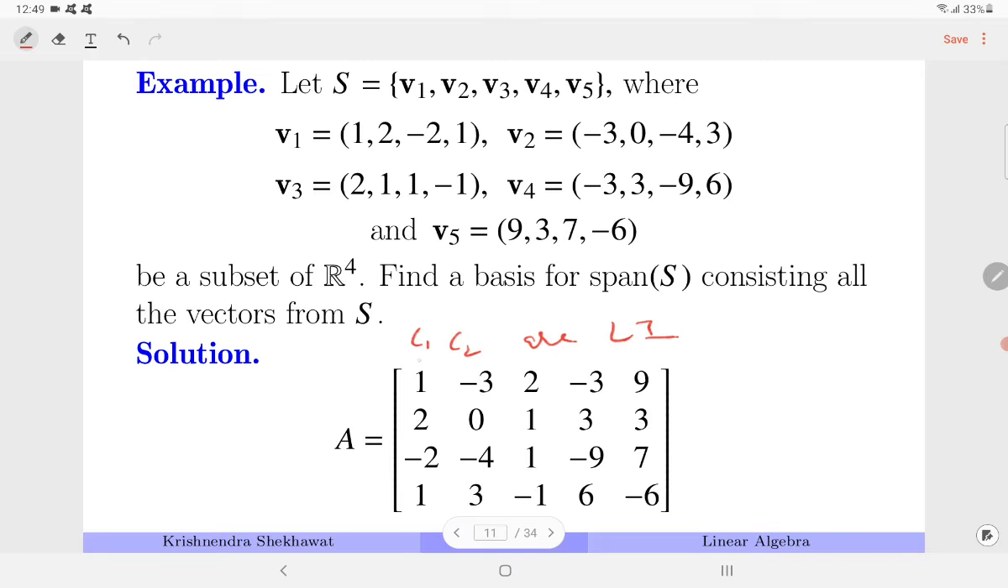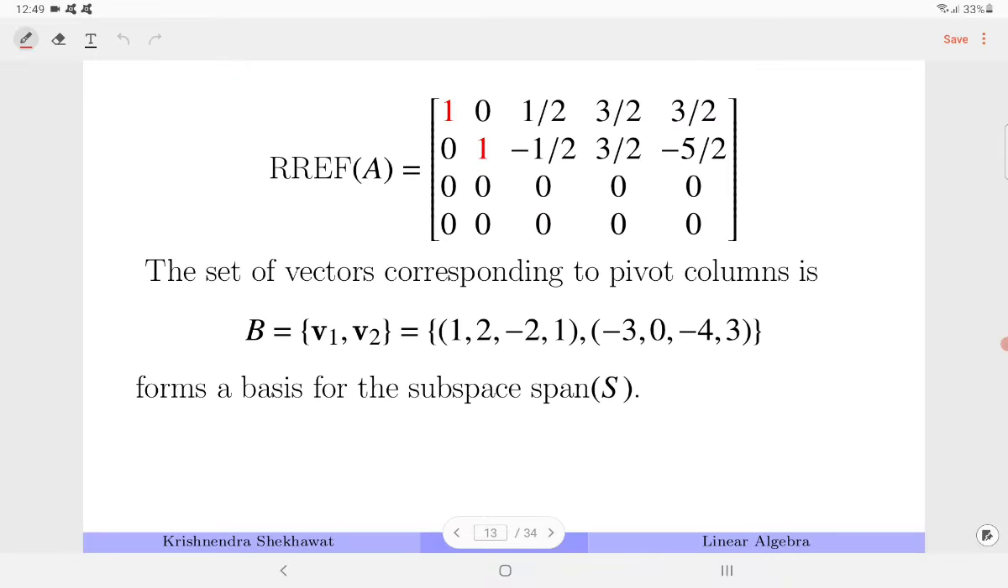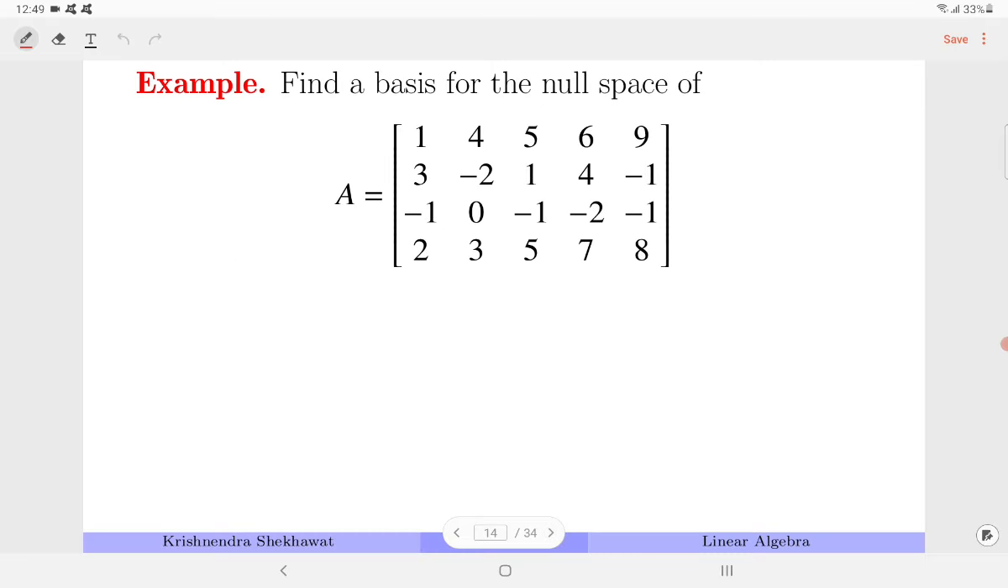And considering C1, C2 means that we found a basis for span S consisting of vectors from S, because these are the vectors from S. So you can also say that V1, V2 forms a basis for span S.